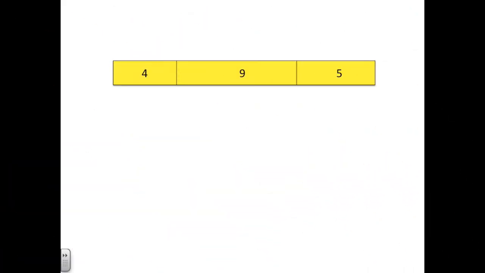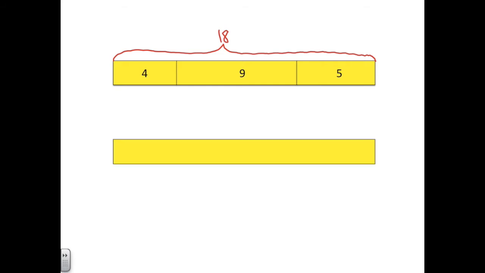Let's take a look at this same problem another way. We had 4 oranges in the first bag, 9 in the second bag, and 5 in the last bag. Altogether, we had a total of 18 oranges, because if I add 4 plus 9 plus 5, I get 18. We then wanted to find the average. So we wanted to take those 18 oranges and figure out how many we could put into each bag so that we have an equal amount in each bag.